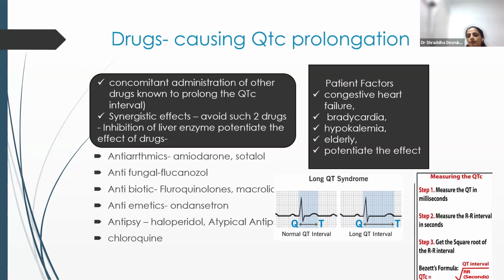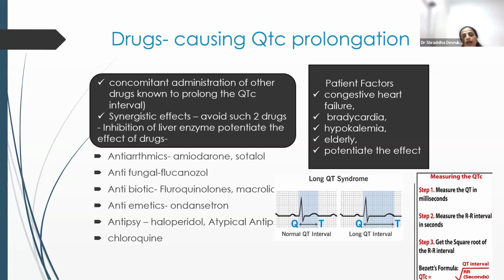hypokalemia, and elderly patients. The drugs commonly causing it, which we use familiarly, are your antiarrhythmics, amiodarone, antifungals, and fluoroquinolones with macrolides in the ICU setup. Antiemetic, commonest ondansetron, and levofloxacin combination when used in ICUs for long-stay patients, elderly patients with an infarct, it's not uncommon to have a prolonged QT.